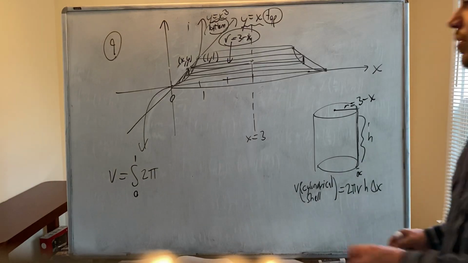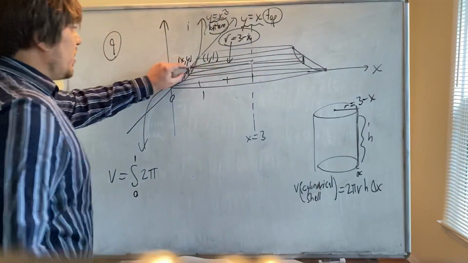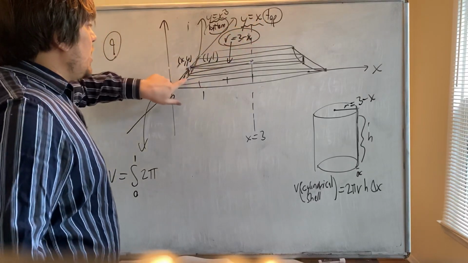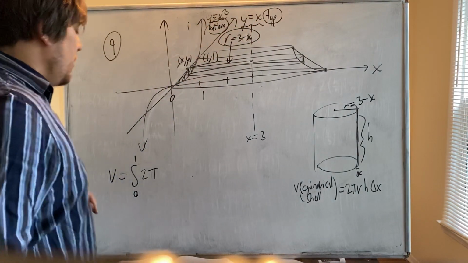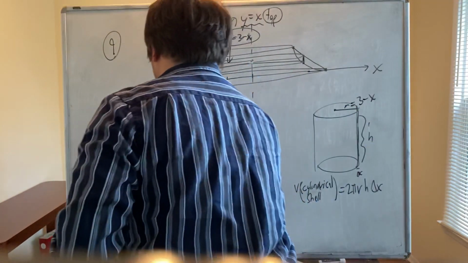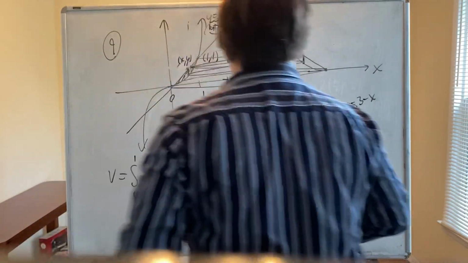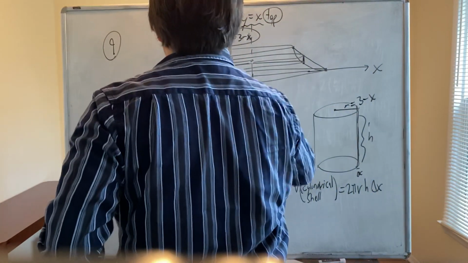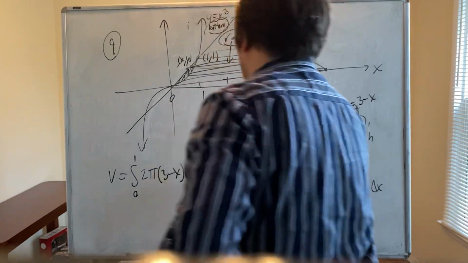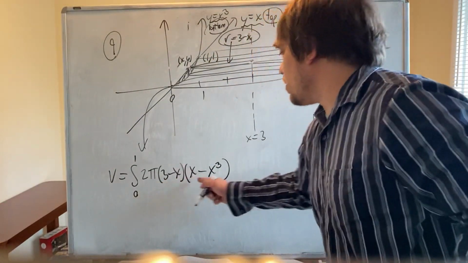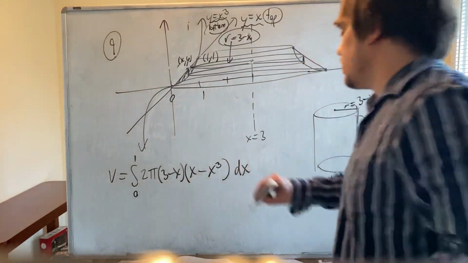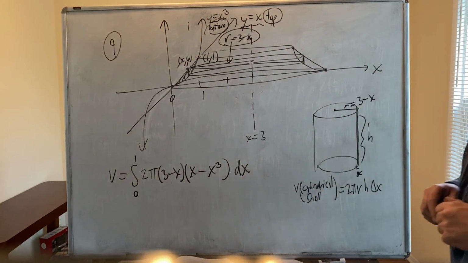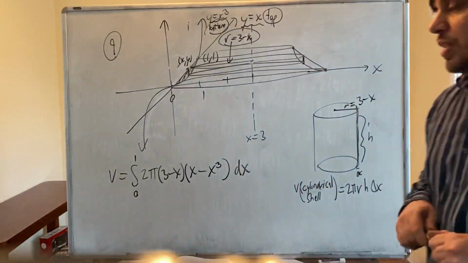The height of the cylindrical shell is the difference of the top function, which is x, minus the bottom function, which is x cubed. And so this is 2 pi r h dx: 2 pi times 3 minus x, the radius, times the height, x minus x cubed. You calculate that definite integral, and you then have the volume of that three-dimensional space.